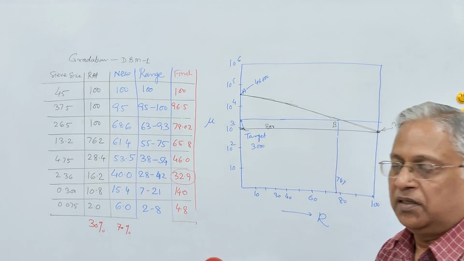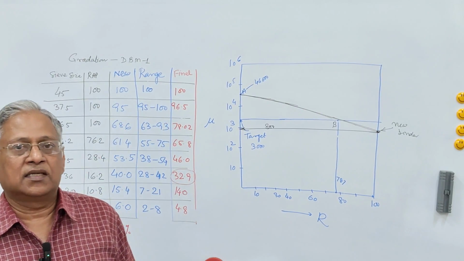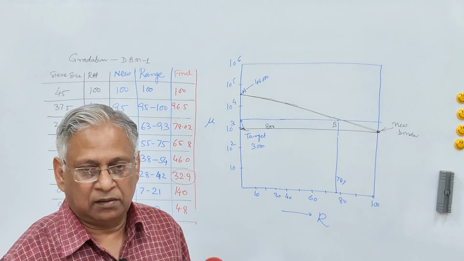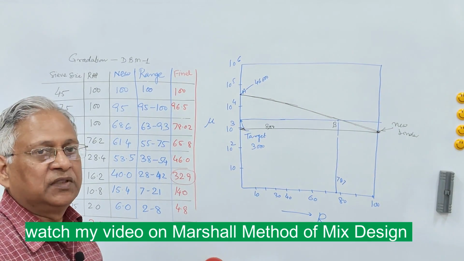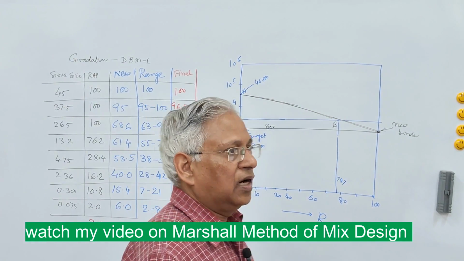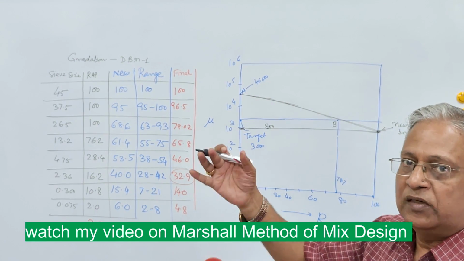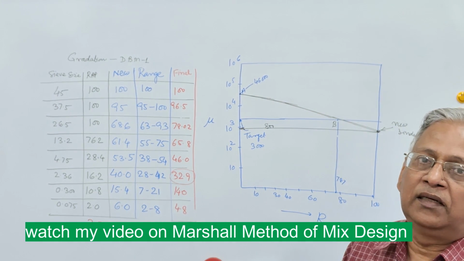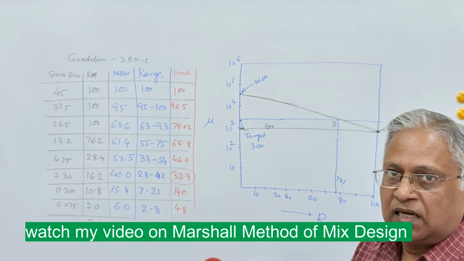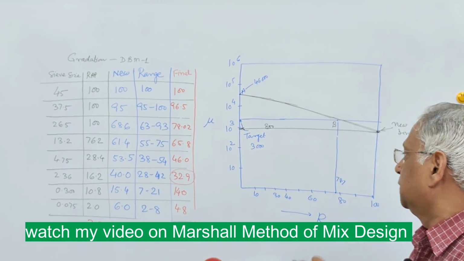Then the third step is to design the mix. And this design of mix is done as per the normal procedure of Marshall method of mix design, where you prepare specimens at different binder contents ranging from 4.5 to 6.5 in steps of 0.5, determine the volumetric properties of each mix, and then find out the optimum binder content. That procedure, Marshall method, I have explained in another video. You can refer to that video.